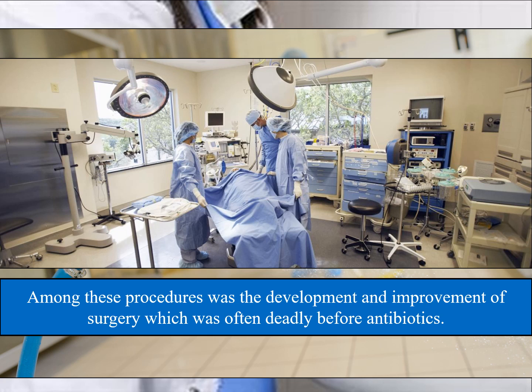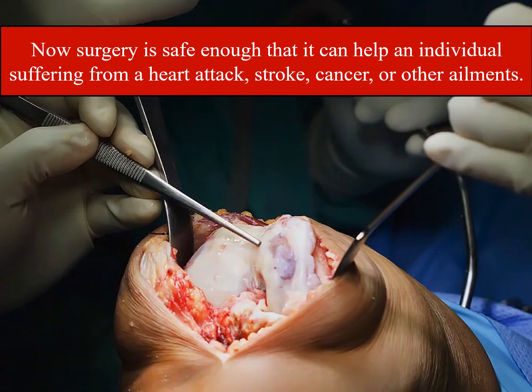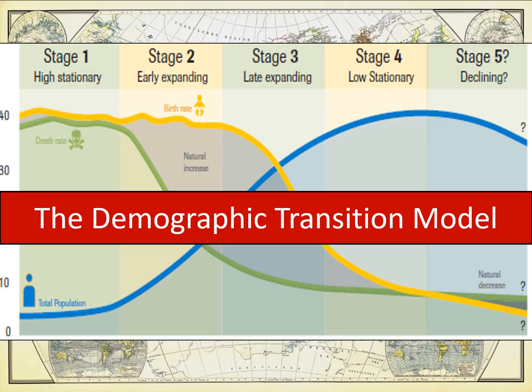Among these procedures was the development and improvement of surgery, which was often deadly before antibiotics. Now surgery is safe enough that it can help an individual suffering from a heart attack, stroke, cancer, or other ailments. One of the most important things that you need to learn from Unit 2 is the demographic transition model.